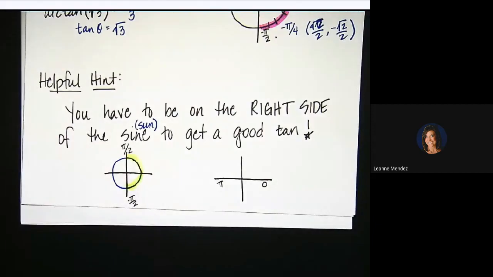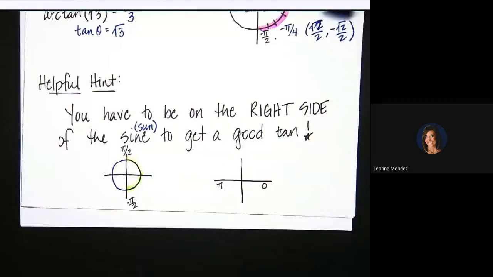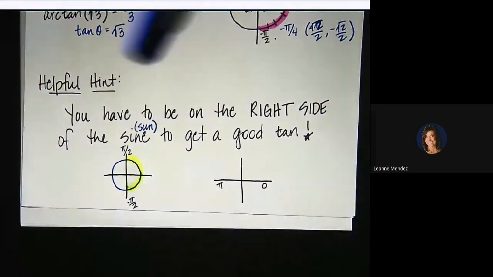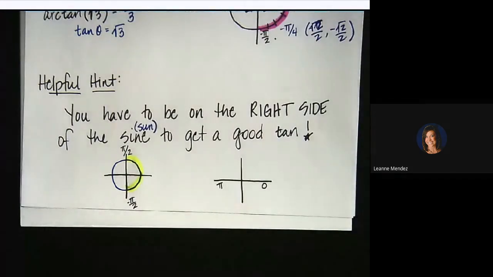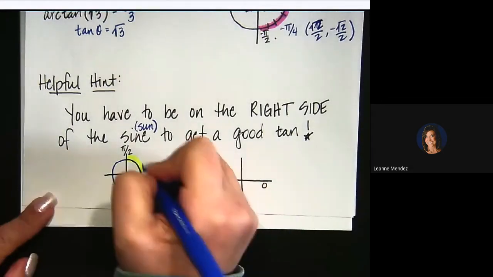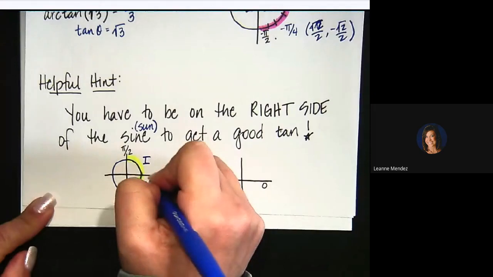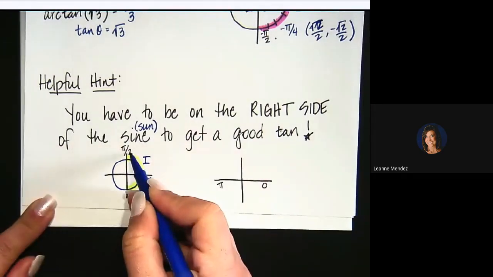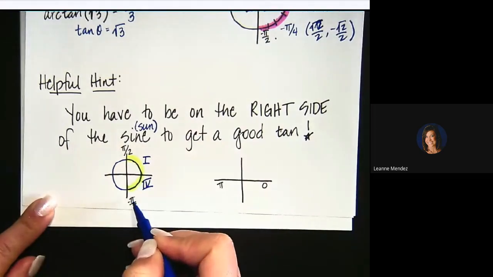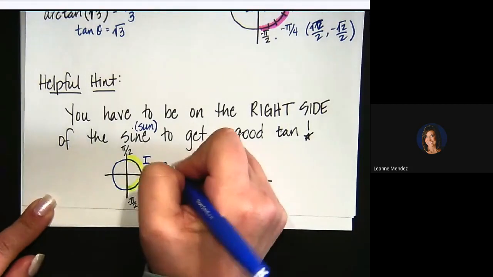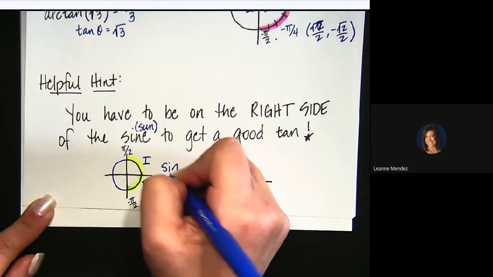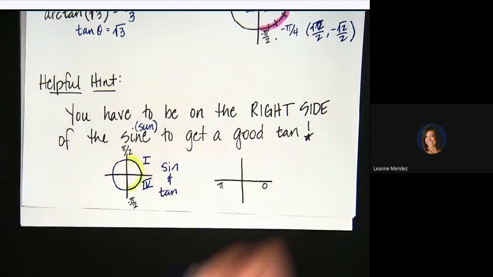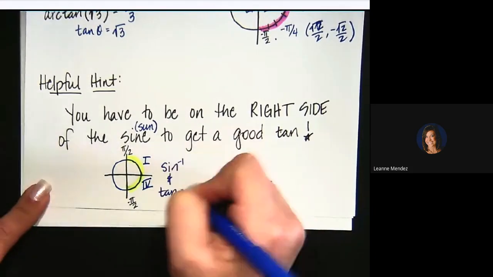Sorry, I'm using a yellow highlighter and I guess you can't see it. So there is the sun right here. Trying to change my angle. There's the yellow. Quadrants 1 and 4 with values from negative pi over 2 to pi over 2. This is for sine and tangent. That's where your values can come from, sine inverse and tangent inverse.